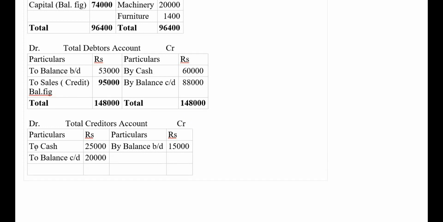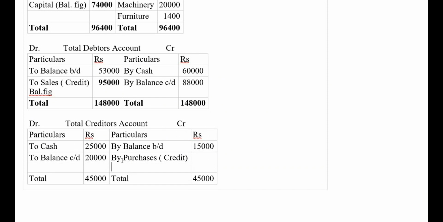So now let me take the total here. So total will be 45,000. Let me write down on the credit side also, total 45,000. So the difference here is nothing but the credit purchases. So by purchases (credit), balancing figure. So that comes to 30,000 rupees. So this is what we have found here, the credit purchases.